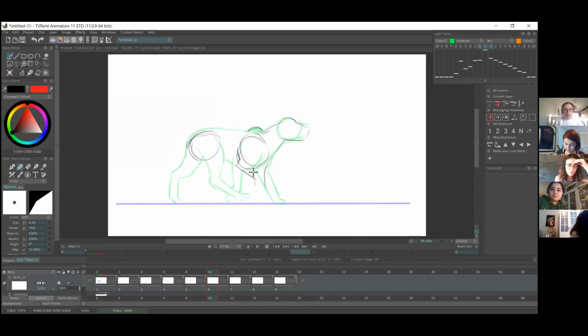So yeah, as the body is traveling, again, the shoulder blade on the left leg is still sticking out because that's where the weight is going.